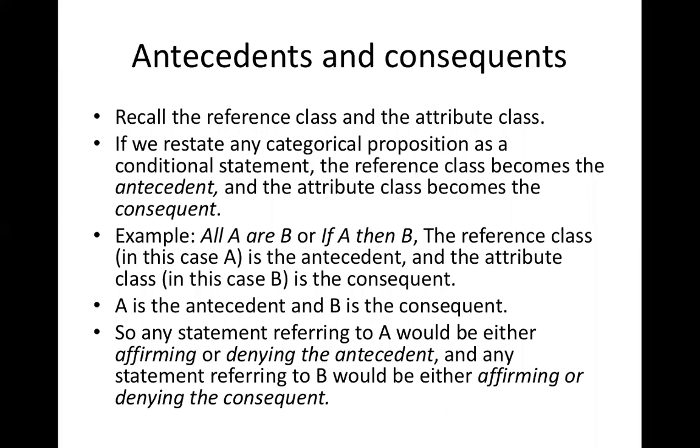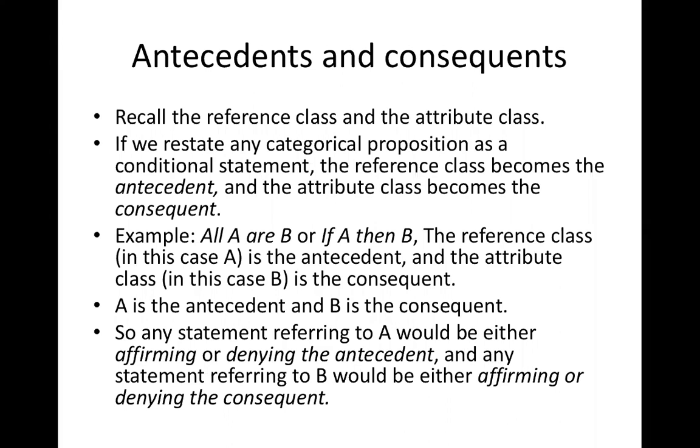Example, all A are B, or if A, then B. The reference class in this case, A, is the antecedent. When you say all A are B, the first part is the antecedent. So if A, then B. Now all A are B is categorical. If A, then B is conditional. So you have categorical, all A are B, and you have conditional, if A, then B. We're saying that if you convert the categorical to the conditional, all A are B, into if A, then B, the reference class, in this case A, is the antecedent.